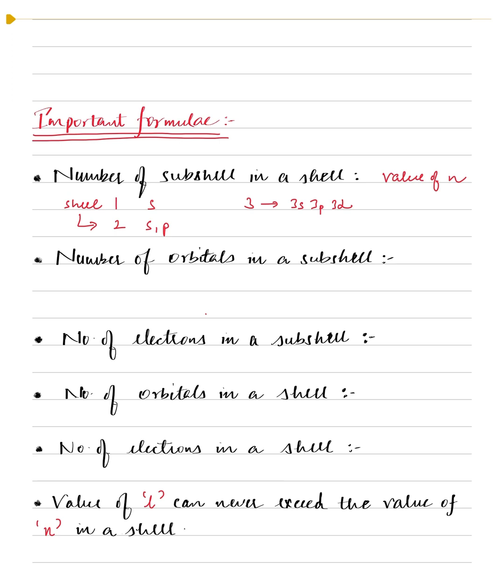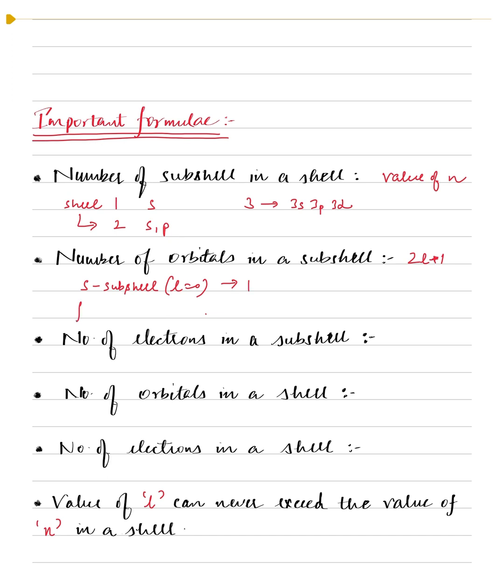Next rule is the number of orbitals in a subshell. In any subshell, the total number of orbitals present is 2l plus 1. Now the s subshell has value of l equal to 0. That means how many orbitals are there? If you put l equal to 0 in this equation, it will be 1 only.